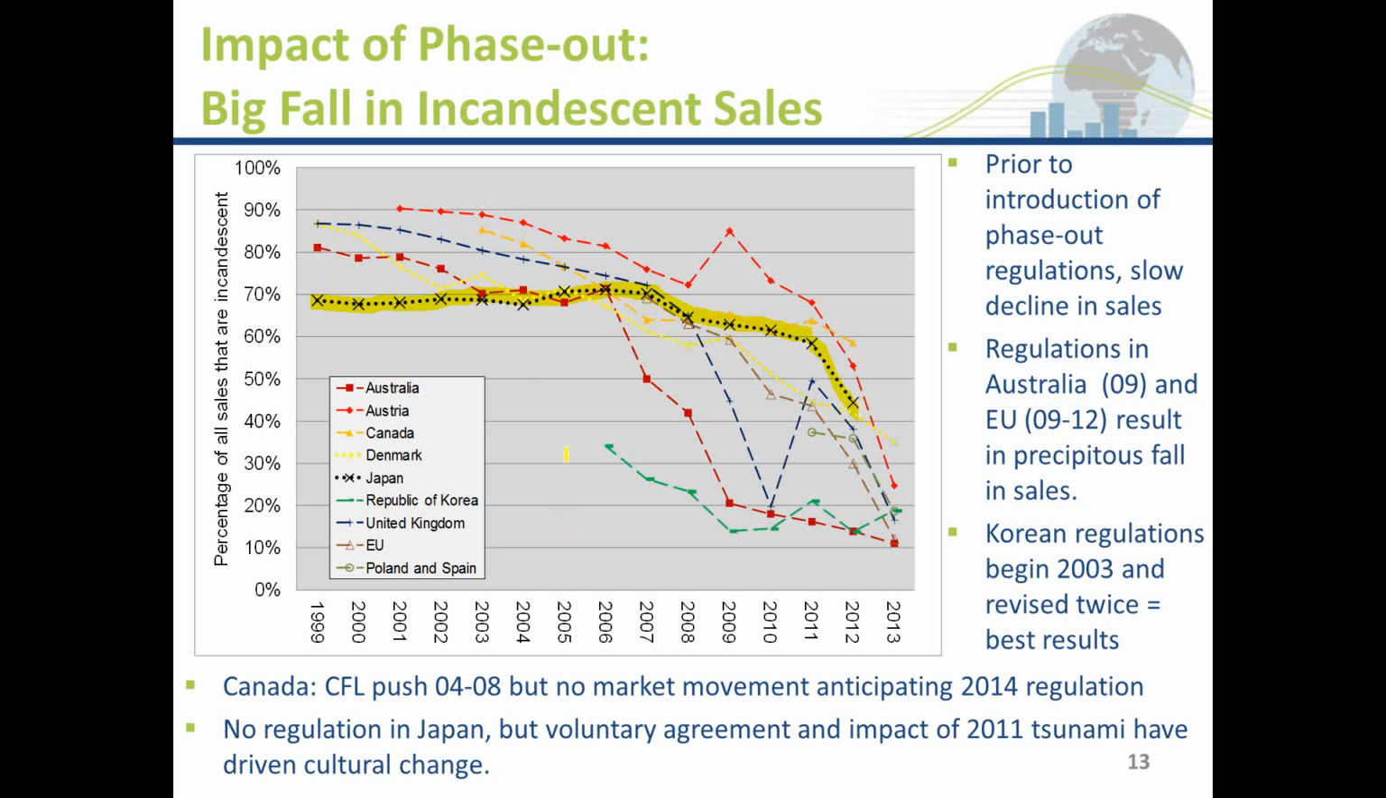So we can see where regulations are in effect. There's been a huge impact. Places like Canada where they're not there yet, there's no real step change. So good. The policy implementation appears to be working. It's taking the worst performing lamps out of the market.